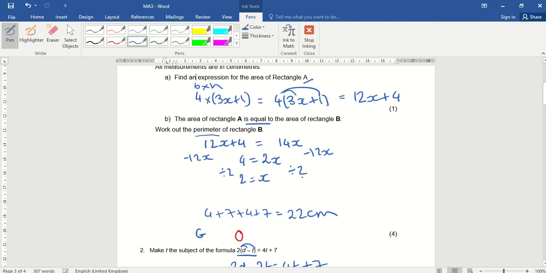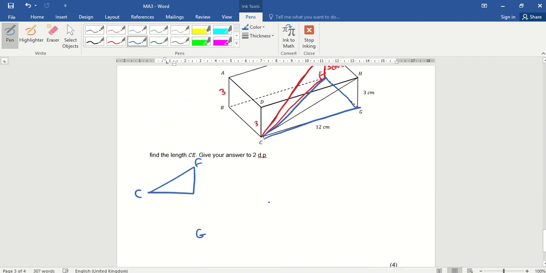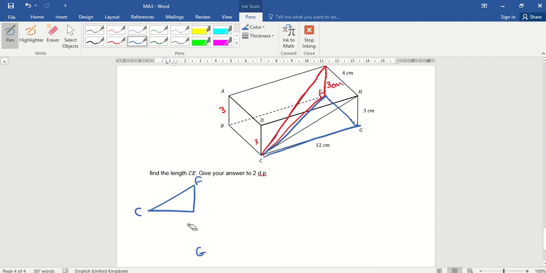So if I just redraw CF down here, we've got CFG. We know that this length here, CG, is 12 centimetres because it's marked on for us, we're told in the question. And the length of GF is going to be the same as HE, so that is going to be 4 centimetres. So to work out CF, we can use Pythagoras. We can say CF squared is equal to 4 squared plus 12 squared, which is 16 plus 144, which is 160.